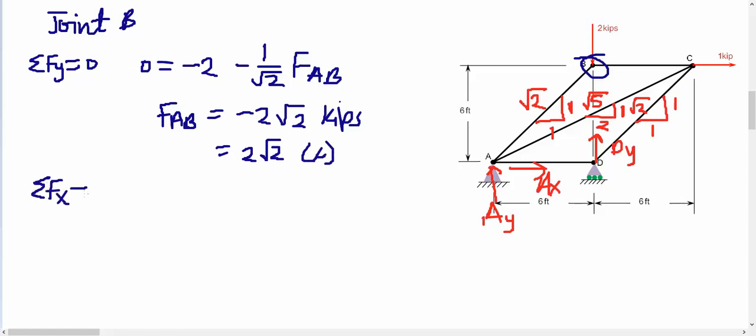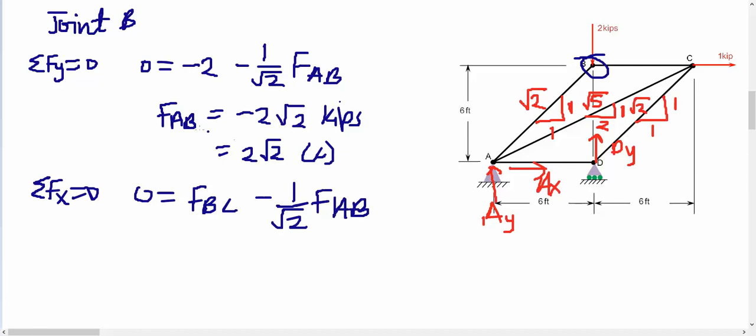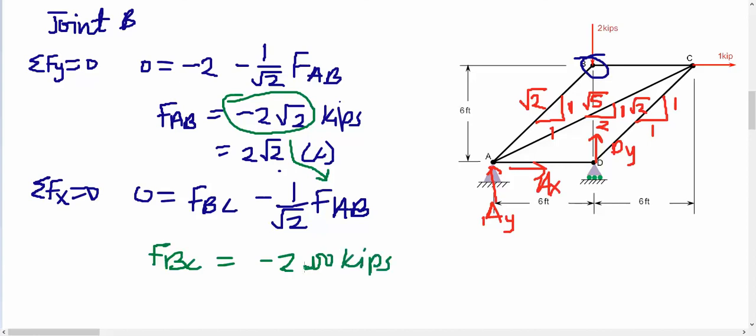And then the sum of forces in the x direction. So we have FBC going to the right, and we have negative 1 over square root of 2 FAB. Since we already solved for FAB, we can go ahead and plug in this value. No, actually, we should be using a negative value here. Plug that into FAB, and FBC results to negative 2 kips. Since this is negative, this will be 2 kips in compression.